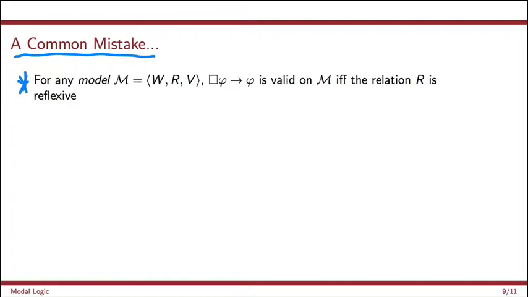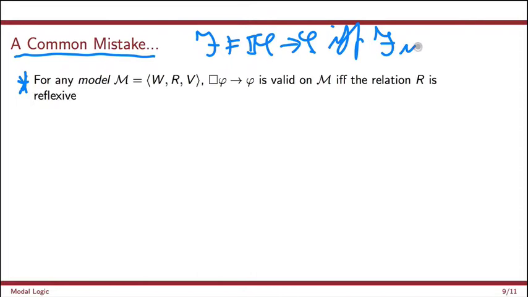The mistake that beginners often make. So we've shown that for any frame, the frame F validates box phi implies phi if and only if the frame F is reflexive. That's what we've shown. So for any frame, if box phi implies phi is valid, then the frame is reflexive, and vice versa. If the frame is reflexive, then box phi implies phi is valid.